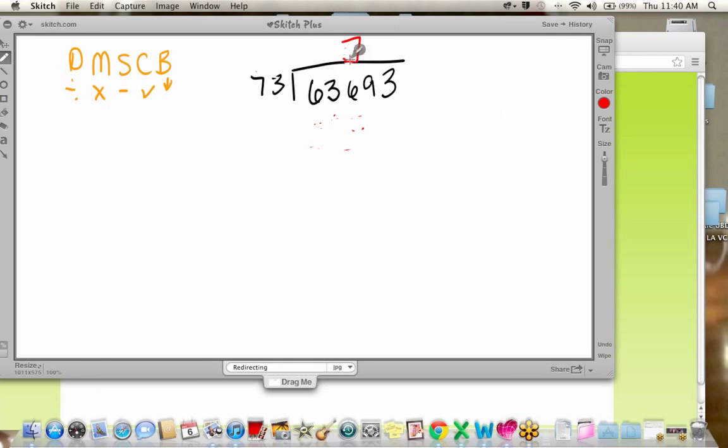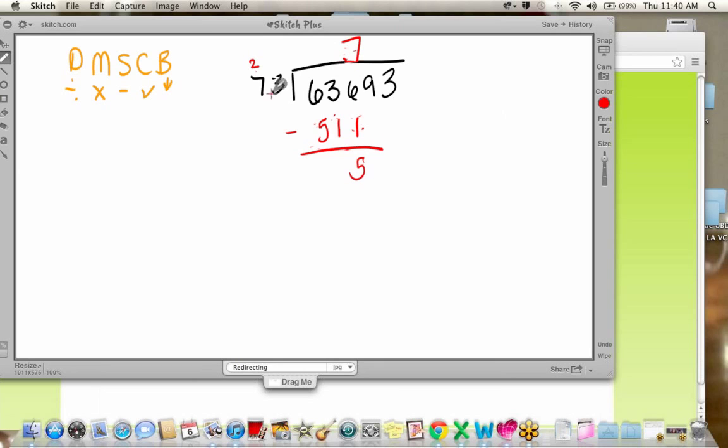Okay. 7 times 3, 21. Carry my 2. 7 times 7 is 49. Plus 2, 51. I'm thinking this is probably going to be too small still, but let's just do it and then we can do our fourth step, which is check.